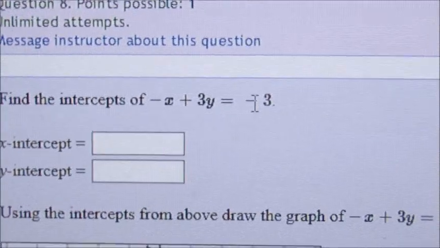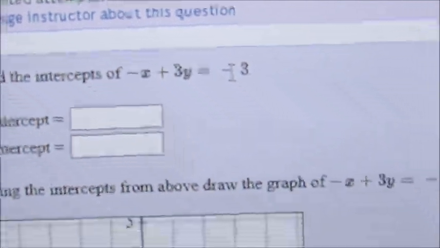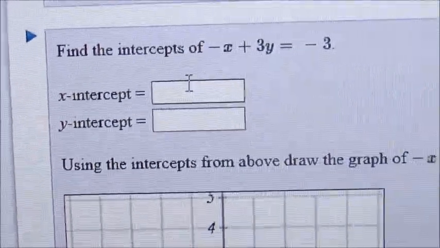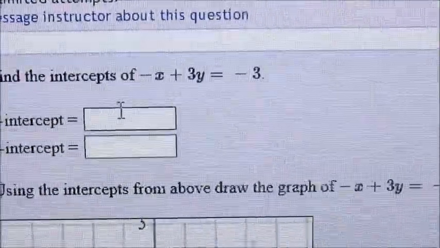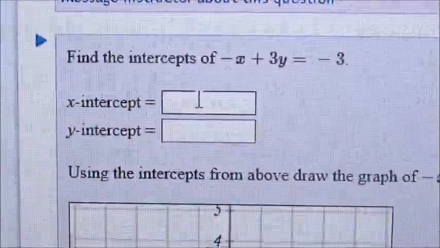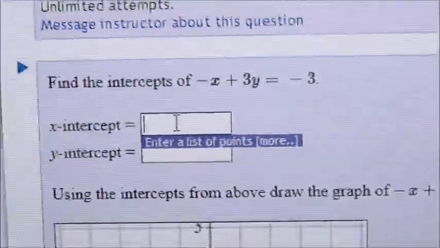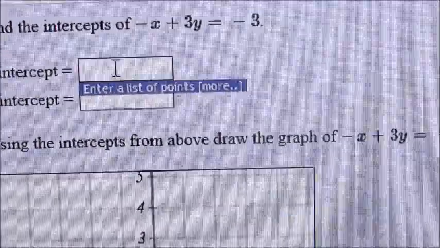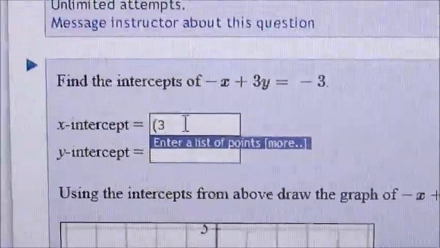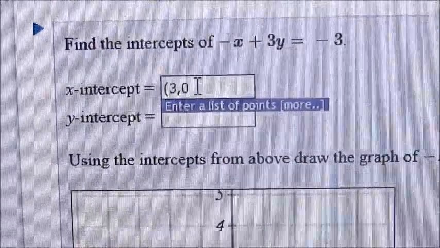Then you're going to have some like this, where it says find the intercepts of negative x plus 3y equals negative 3. So what we have to do for the x-intercept, remember, that's where y equals 0. So if we put in a 0 for y, what we're going to be left with is negative x equals negative 3. When we solve for x, we're going to get 3. Negative 3 divided by negative 1 is just 3. And so we have to put in parentheses 3, 0.